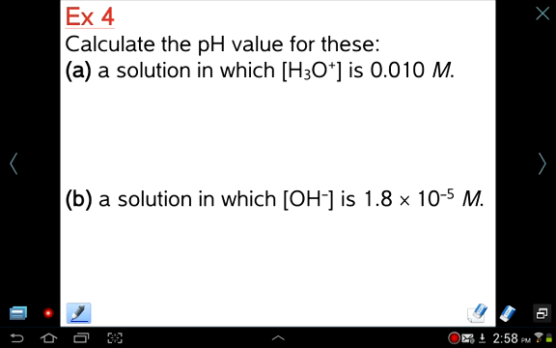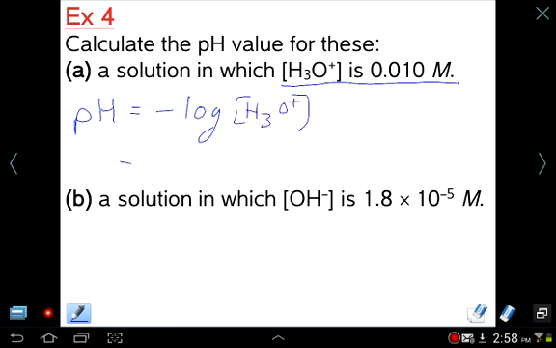So first is a solution which has a hydrogen ion concentration of 0.010. Recall that pH is simply the negative log of the hydrogen or hydronium ion concentration. So if we take the negative log of 0.010, we'll get the pH. It's as simple as that. So plug this into your calculator, find your log button and try this, as we will be doing a lot of these sorts of calculations.